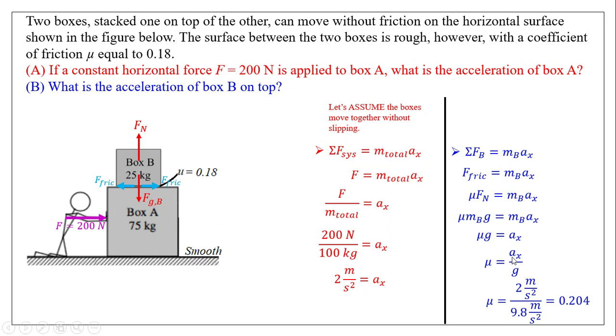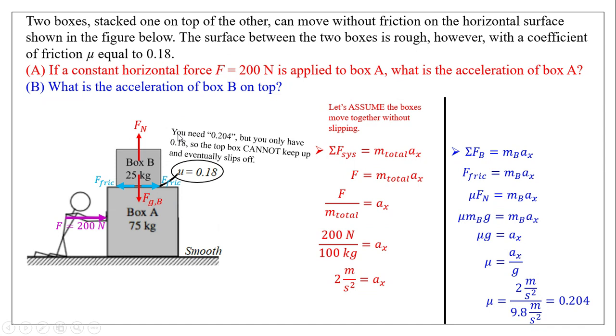Here I plugged in a_x, assuming they move together, the acceleration would be 2. g is 9.8. So what is needed in order for the top box and the bottom box to move together? The coefficient of friction that's needed is 0.204. But may I remind you, in the diagram here, the coefficient is only given as 0.18. So hopefully you're keeping up. With this conclusion, I made a statement here.